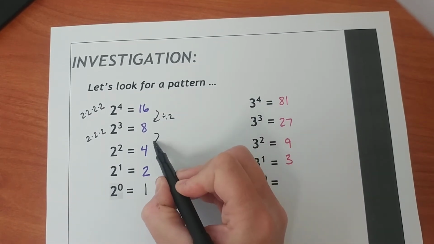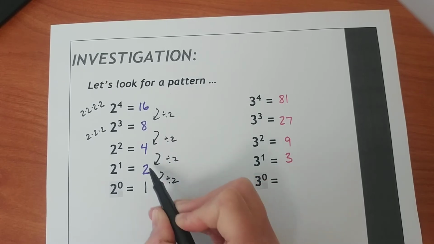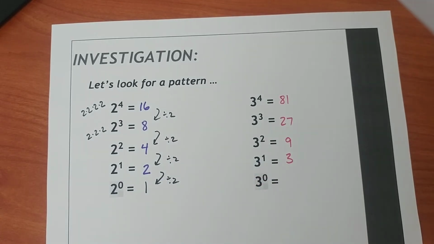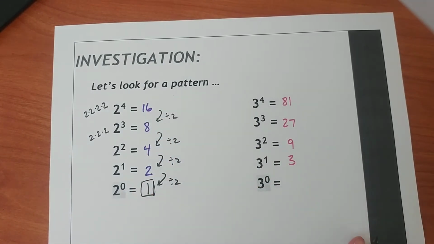And if I continue that with 1 less 2 and divide by 2 and divide by 2 again, when I take 2 and divide it by 2, I get 1. So it does make sense in this pattern that 1 would be the answer.